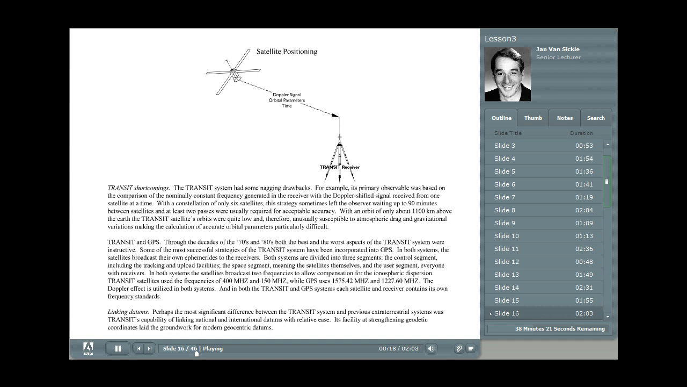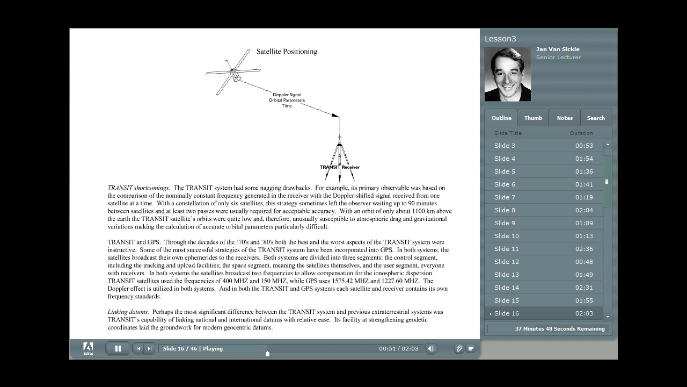There were only 6 satellites in the constellation, and therefore an observer had to wait quite a long time often to receive the satellite signals, up to 90 minutes. And at least 2 passes were necessary for reasonable accuracy. Also, the orbits were rather low, 1,100 kilometers, and therefore atmospheric drag and variations in gravity and so on made the satellites less stable than they might have been otherwise.